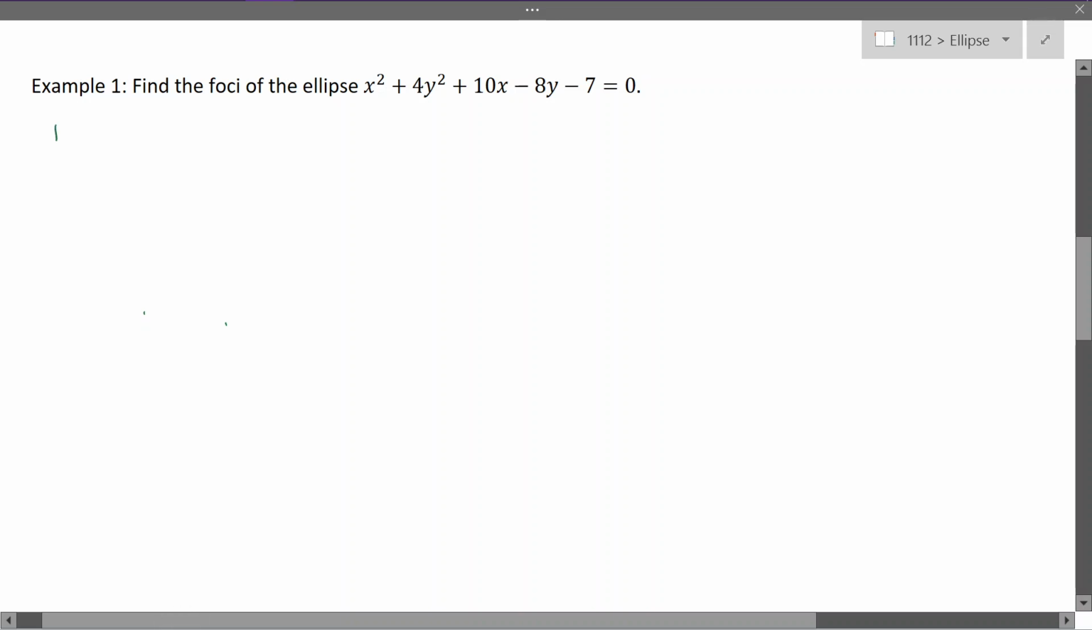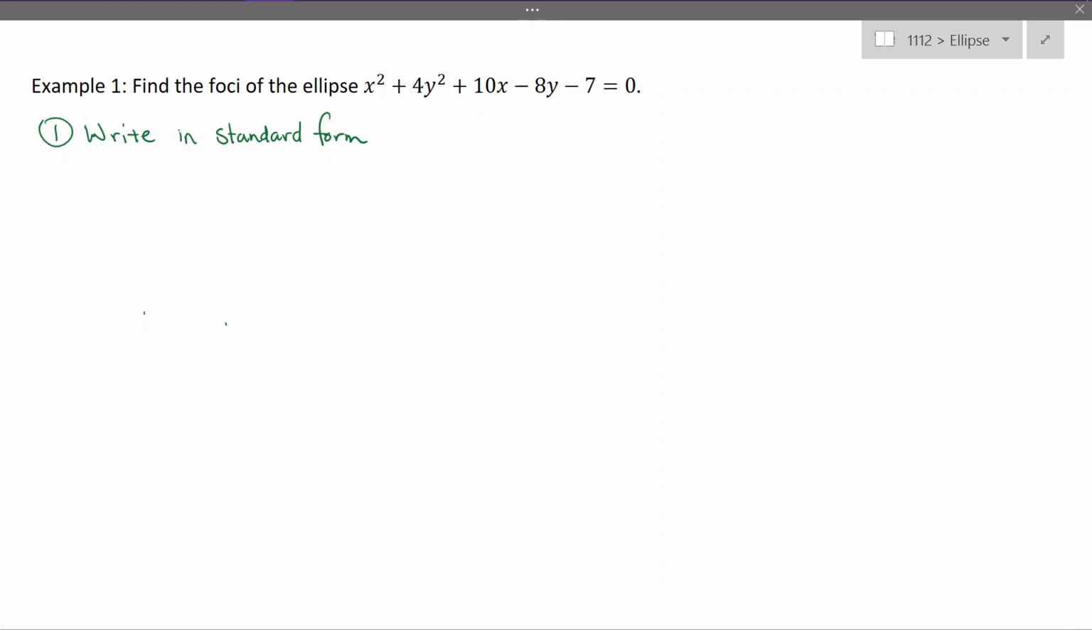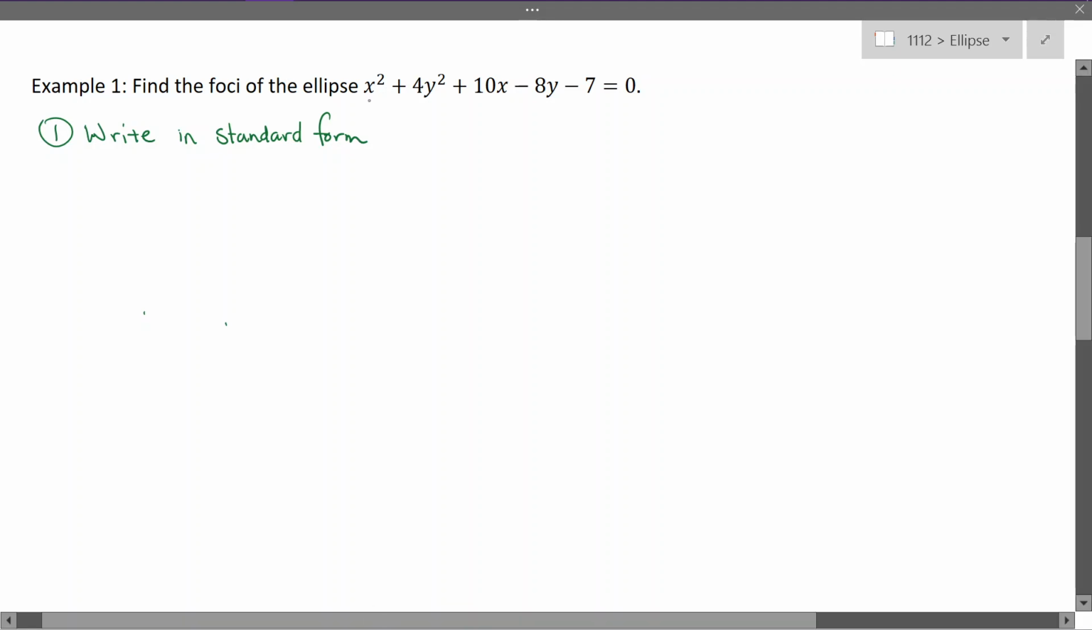The first step we want to take is to write our ellipse in standard form. To do that, we're going to do some completing the squares. So I'm going to rewrite my ellipse in such a way that I group my x's together and my y's together. So I'm going to have x^2 + 10x + 4y^2 - 8y - 7 = 0.